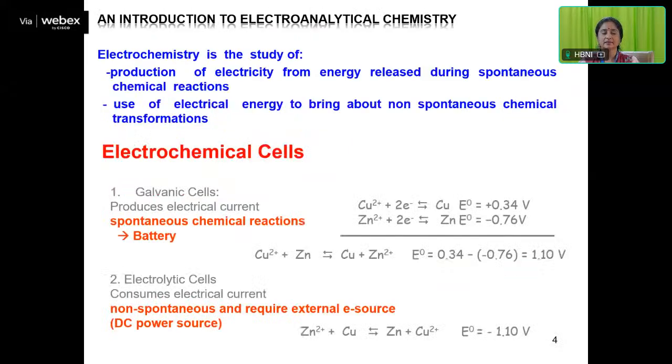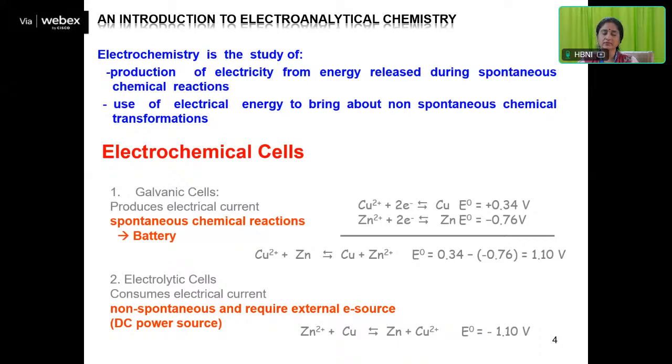So to start with, let us see electrochemistry. Electrochemistry is actually the study of transfer of electrons. There is production of electricity from energy released during a spontaneous chemical reaction on one side, and on the other side you are generating chemical energy by application of electrical energy. So these are two different aspects of electrochemistry.